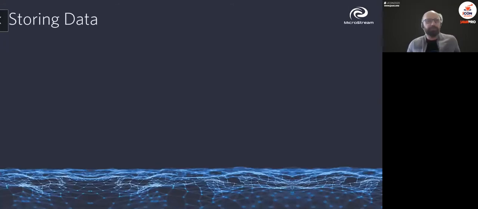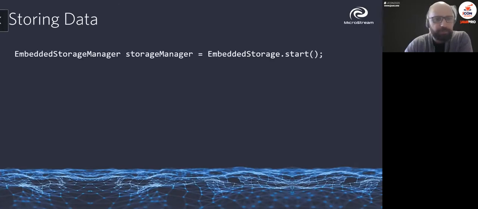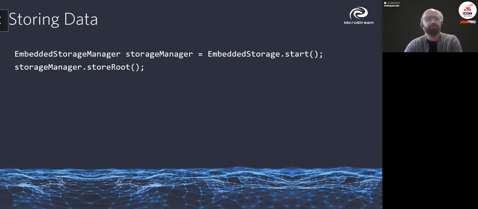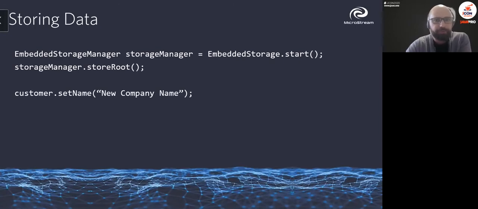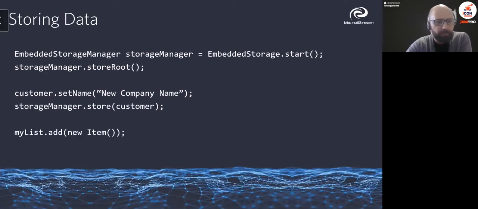So the more interesting part, how do I store data? Basically, every time you change an object, you have to store it like everywhere else, just using the storage manager. If you have assigned a new root object, just call store root. If you change a single object, for example, you update some properties, just store this single object. And if you change a collection, if you add an object or remove an object from a collection, you're actually changing the collection itself, so you have to store the collection.